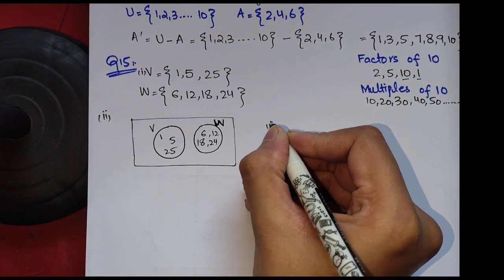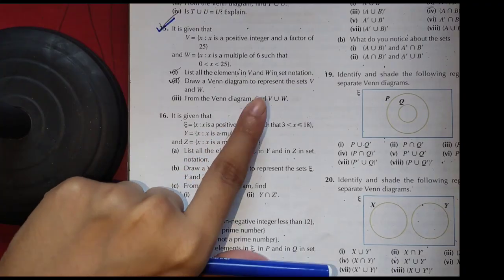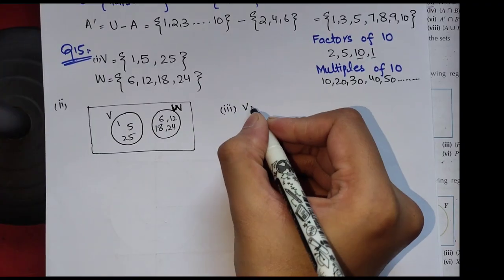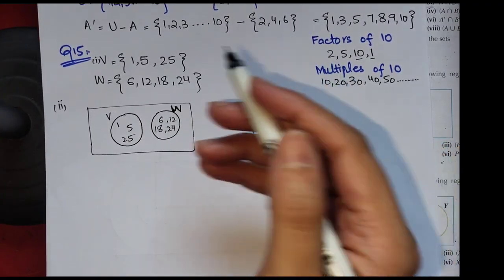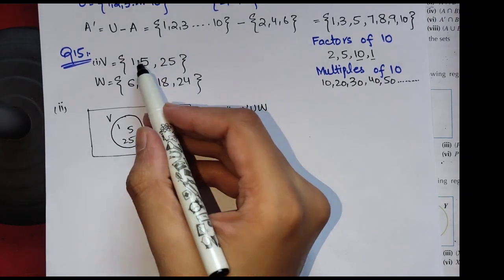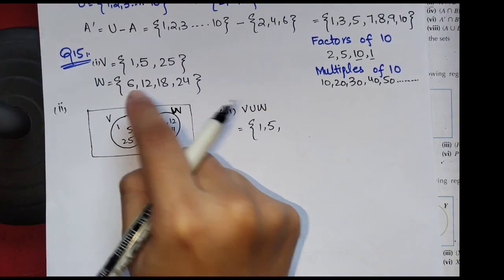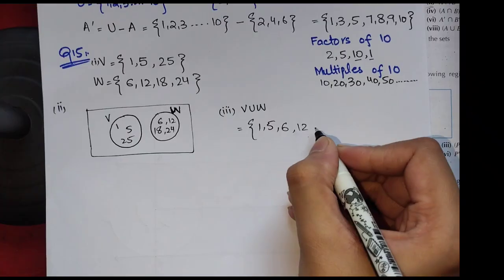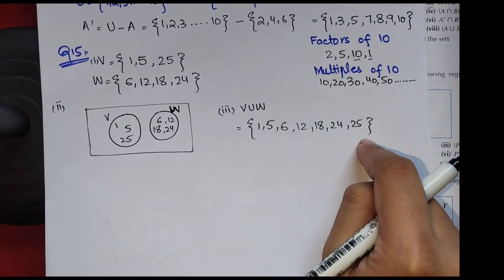Next is part number 3, in which they are asking from the Venn diagram find V union W. So you know how to take the union of both the sets. Union means you have to combine all the elements found in the V and the W. 1, 5, next 6 is greater, so I am writing 6 before, then 12, then 18, then 24 and then 25. I have written all the elements in the sequence.